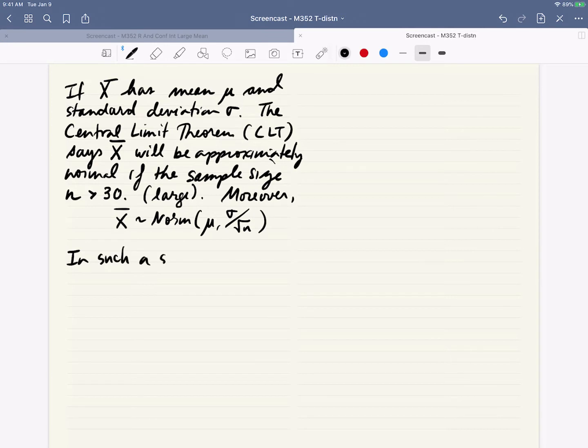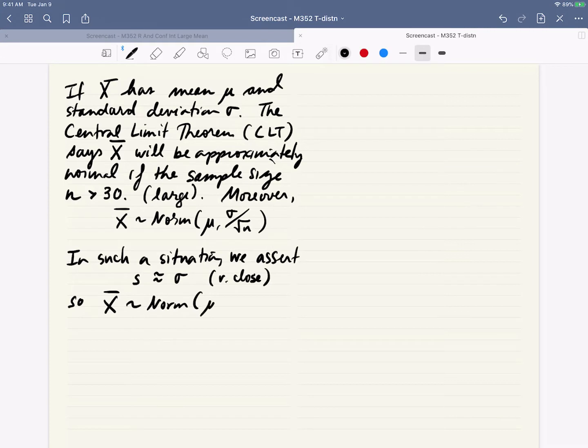In such a situation where our sample size is big, we assert that the sample standard deviation is going to be approximately equal to the true standard deviation. And it's going to be very close. So the error we're going to assume is 0. So in practice, we say the sample mean is distributed normally with mean mu and standard deviation s over the square root of the sample size. This is in practice how we do it.